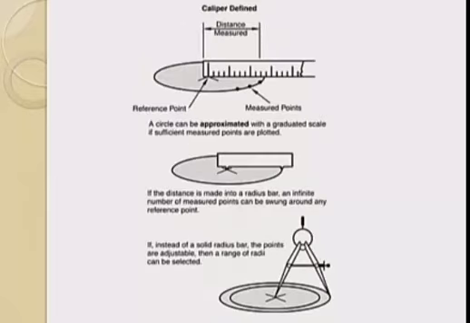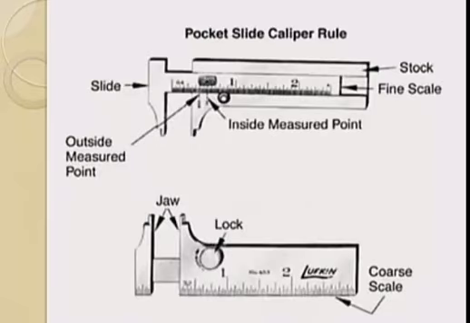The problem with the calipers is they don't have any scale on them, so that means you have to use them, and a scale, to determine the actual size that you're measuring. So, what if you were to combine those features of contact points and a scale? What you end up with is the pocket slide caliper rule.